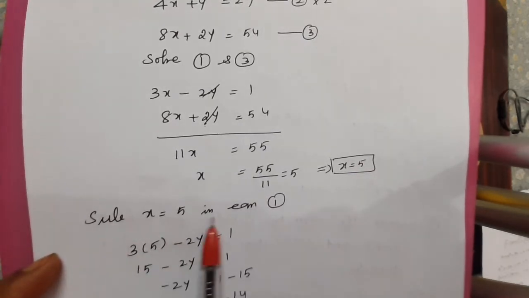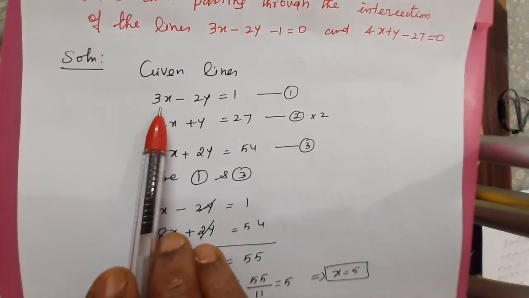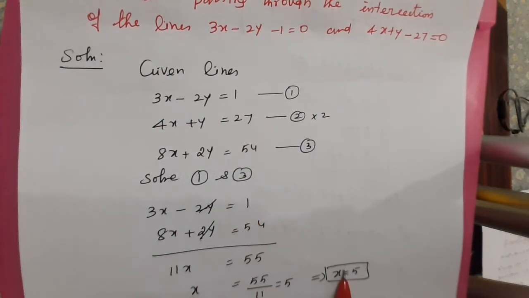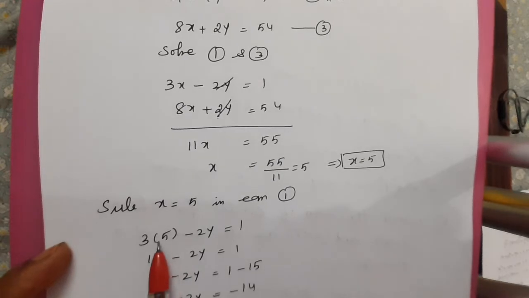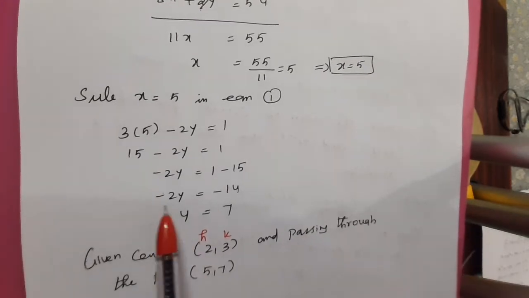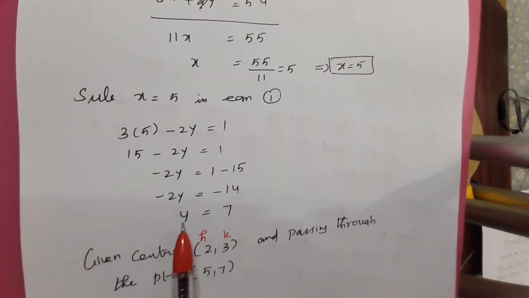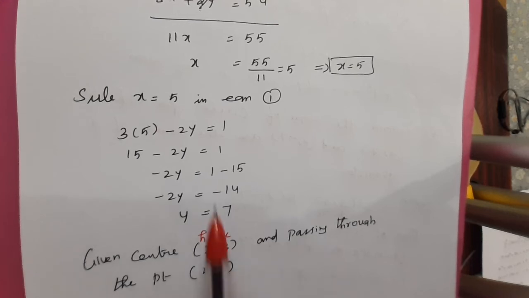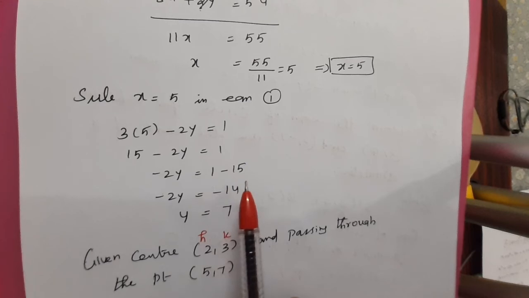Substitute x equal to 5 in equation 1. The first equation is 3x minus 2y equal to 1. Instead of x, you substitute 5. 3 5s are 15. 15 minus 2y equal to 1. Minus 2y equal to 1 minus 15. Minus 2y equal to minus 14. Therefore, y equal to 7. The center is given in the question itself: 2, 3. The passing through point is 5, 7. After solving the two straight lines, we get that point, which is nothing but 5, 7.